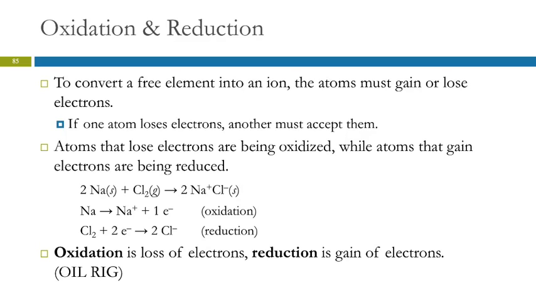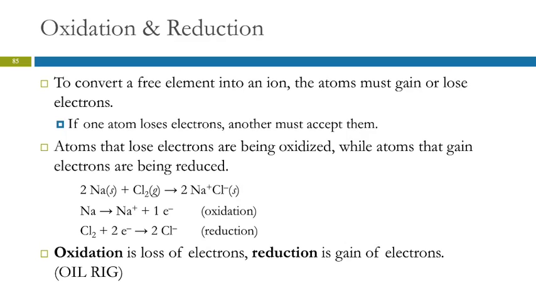So to make a free element into an ion, you have to either gain or lose electrons. And if one atom loses an electron, something else must accept them. If something gains an electron, it has to come from somewhere. There's no homeless shelter for electrons where you can take them when you don't want them and just go adopt them when you do. You have to get it directly from another atom or ion. So we always have oxidation and reduction together.